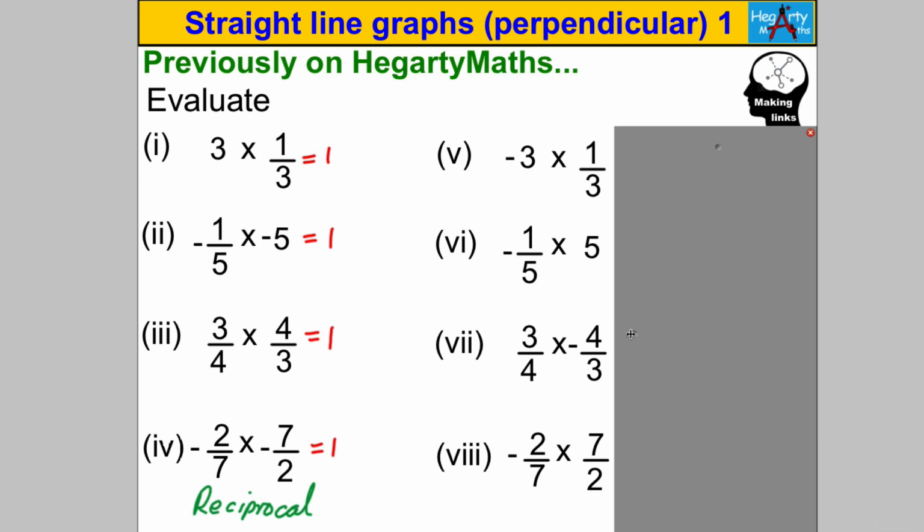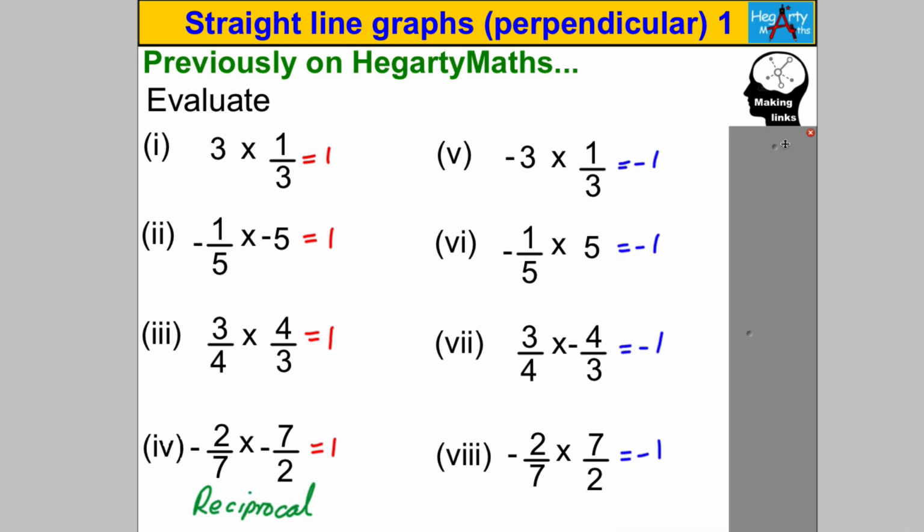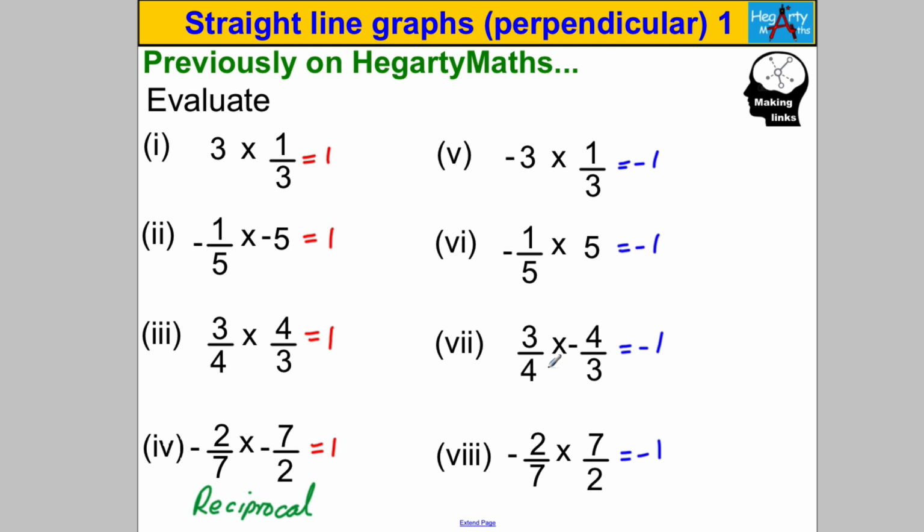Okay, hopefully in each of these cases you spotted that you got negative 1. 3 times a third is 1, so negative 3 times a third is negative 1. Similarly, you would have got negative 1 in all the other cases. These numbers are related to each other, and they're called the negative reciprocals of each other. Two numbers are the negative reciprocal of each other if they multiply to negative 1.